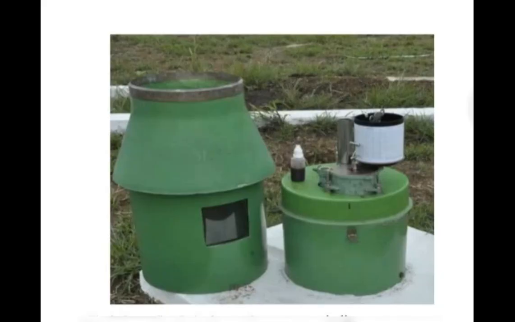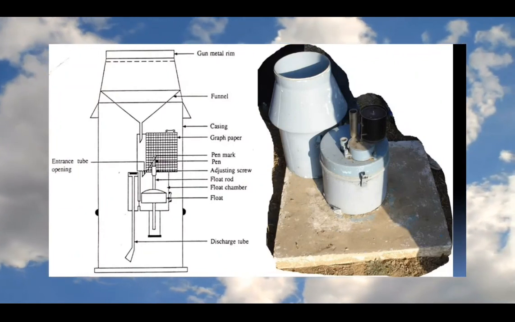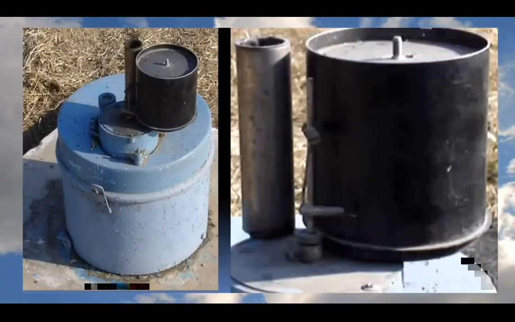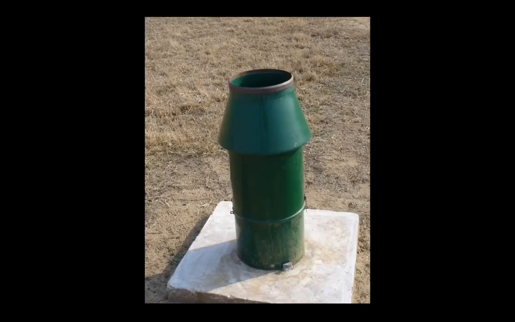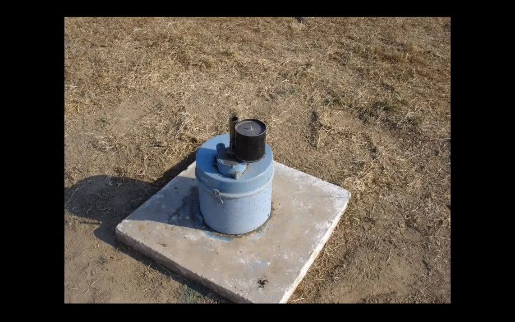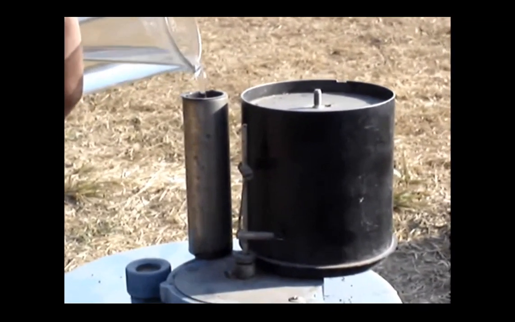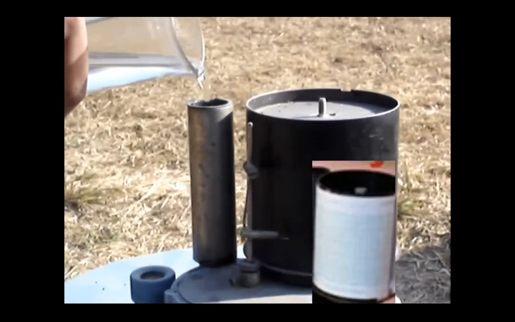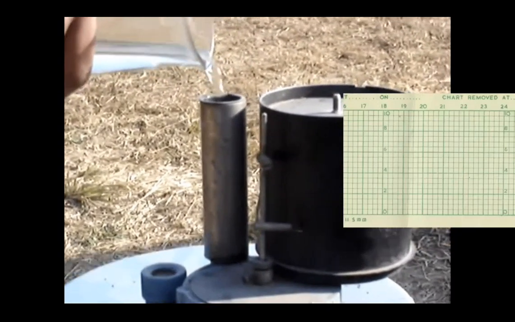In this picture, we can see the recording type of rain gauge, which automatically measures the rainfall. It consists of a rotating drum, which completes one rotation in 24 hours. This type of rain gauge is also known as the float type rain gauge. Rain entering the gauge is led to the float chamber through a funnel. A pen is attached to the float through a lever system. It records the elevation of the float on a graph which is pasted on a rotating drum. The drum is driven by a clockwork mechanism.